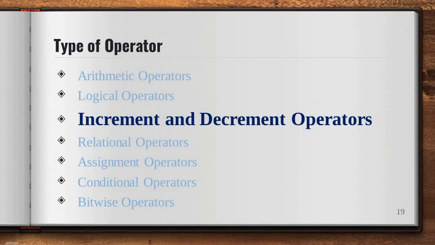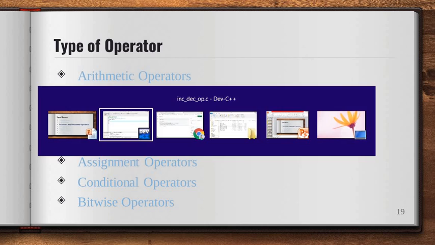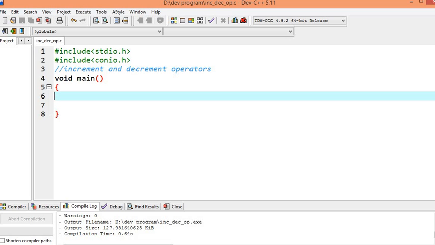Hello everyone. In this video lecture, I will explain increment and decrement operators. So let's start with an example. I will explain along with a program. First of all, I am declaring three variables, let's say x, y, and z, where z is initialized with, let's say, 0.